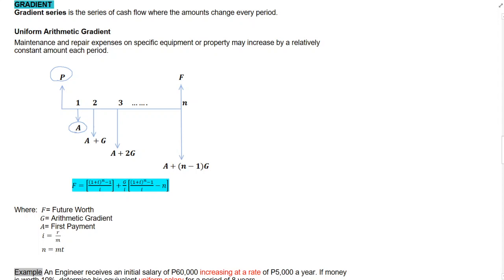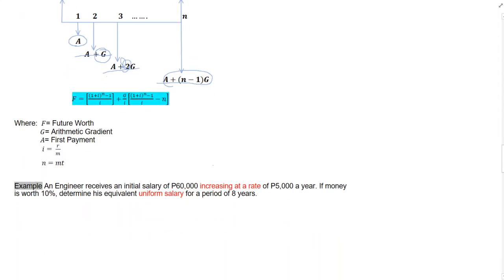So for the second year, that is added already, the annuity plus the gradient, that is the increase. And for the succeeding years, that is A plus 2G already, and the fourth, that is just A plus 3G, and so on until the future amount or the nth year, that is just A plus n minus 1 multiplied by the gradient.